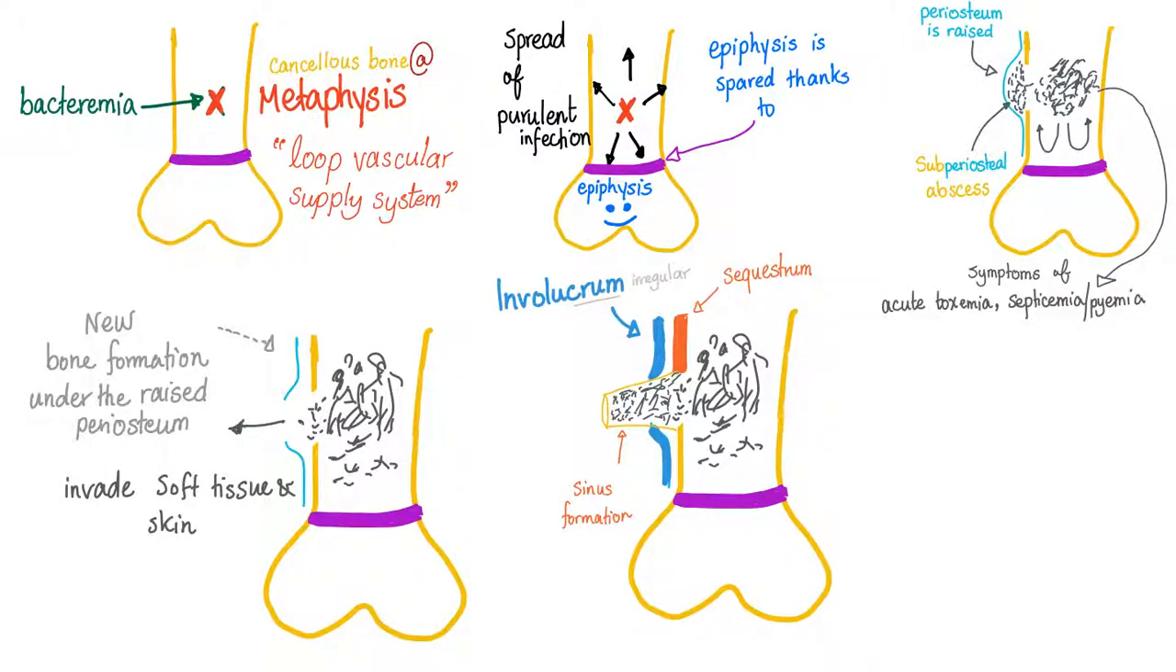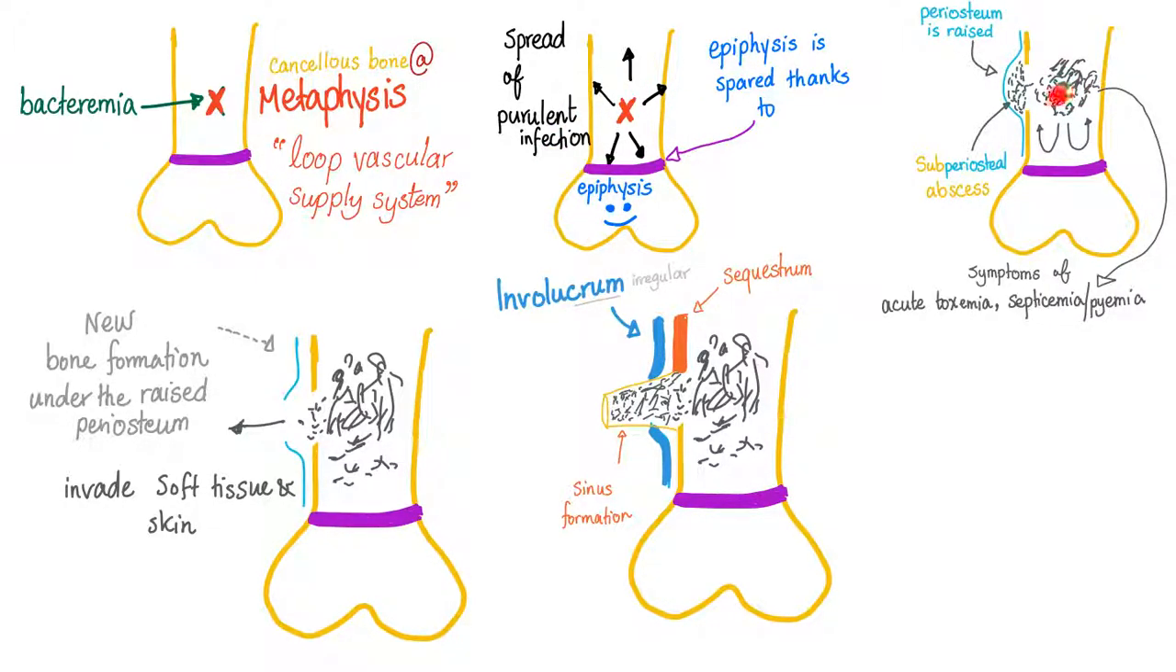Bacteremia goes to the bone, especially the metaphysis, because of the loop vascular supply system. Then it starts to spread in every direction. But thanks to this cartilage plate, also known as the epiphyseal cartilage plate, it prevents the spread of infection into the epiphysis. That's why the epiphysis is happy, at least in the beginning. But if you destroy the whole bone, in the end it's going to affect the epiphysis. But this is going to be too late.